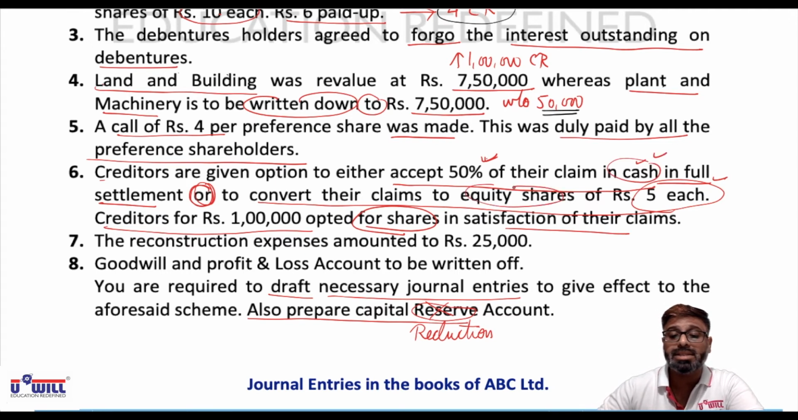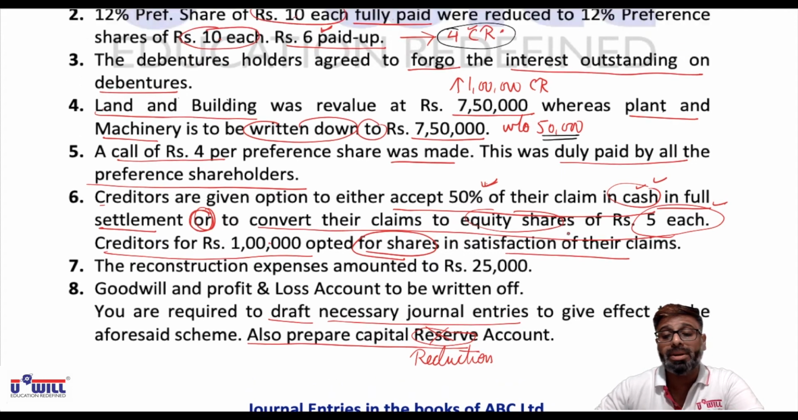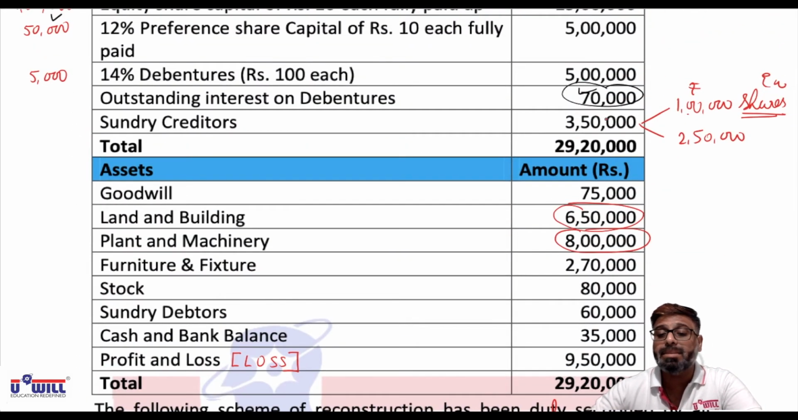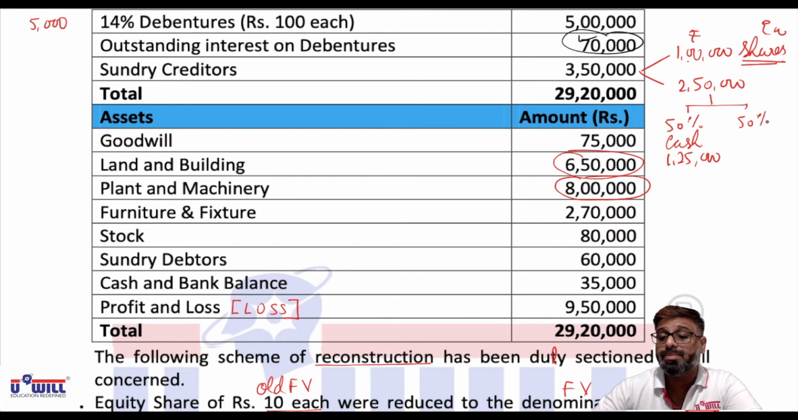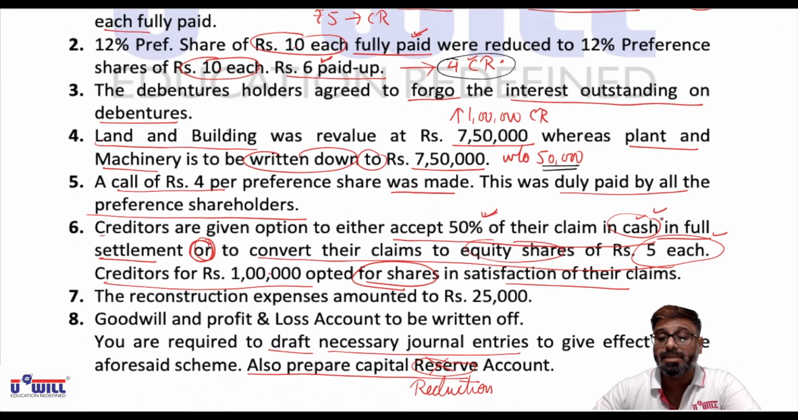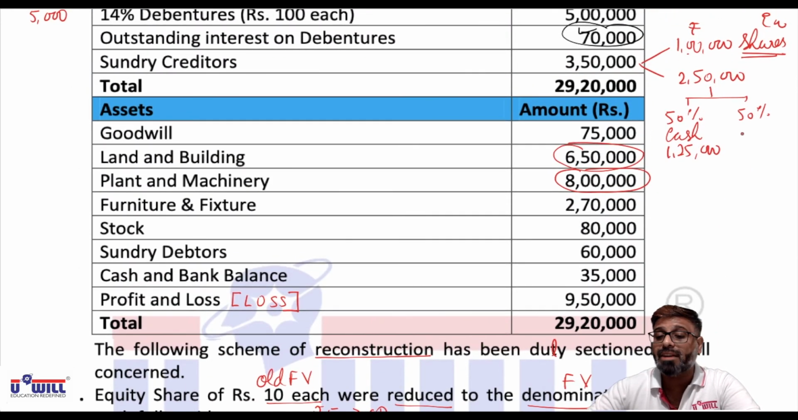take equity shares. When they say 1 lakh have opted for equity shares, it means the remaining 2,50,000 have gone in for cash payment. Now cash payment means 50% only we will pay in cash, that is 1,25,000, and the remaining 50% they have to sacrifice. Okay, in full settlement it is given. In full settlement means the remaining 50%, 1,25,000 they have to sacrifice, which will be transferred to capital reduction account.